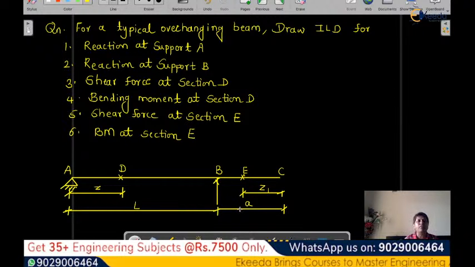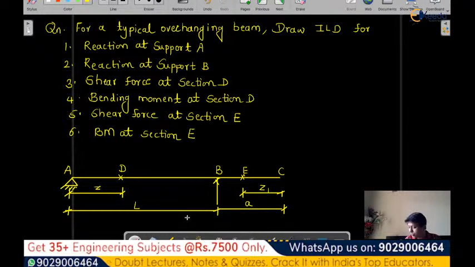Now number one, we have to find out the influence line diagram for reaction at support A. So to calculate the influence line diagram for RA, we need to find out what the reaction at A is first. Okay, we also need to find the reaction at B. For that, we need to consider the positioning of unit load. So we have to show where the unit load will be acting.